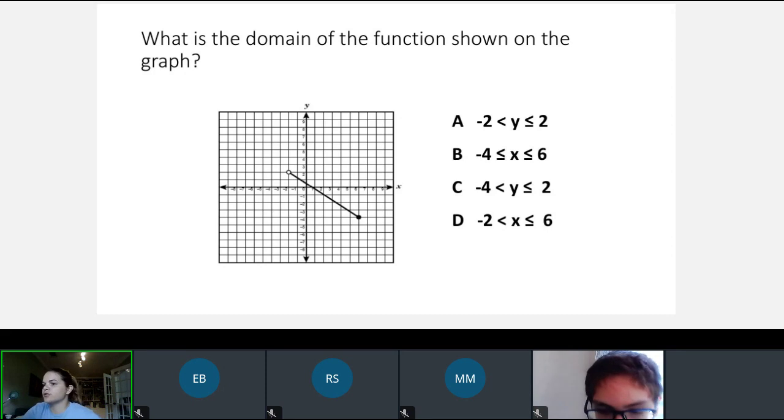So we're looking at domain, okay? Domain, which is x values. Okay, I only have 4 answers so far. Oh, I got 5. Okay. So remember, guys, we're looking at domain. It cannot be C because that has a Y in it, and it cannot be A.